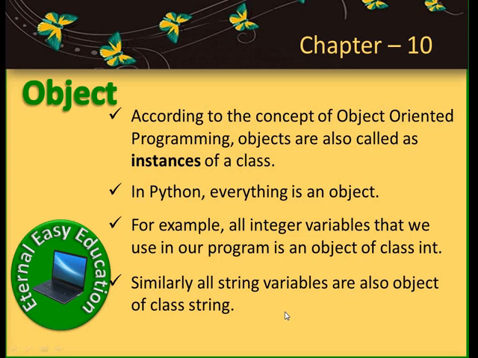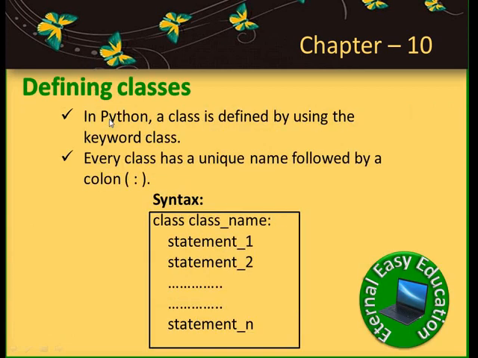First we learn what a class and object are, then how to create a user-defined class and object, then you will have an idea about the built-in classes. In Python, a class is defined by using the keyword class. Every class has a unique name followed by a colon. So here is the syntax: the class keyword followed by a class name, which is given by the user, followed by a colon. Below that we have to write the statements, here the variables and methods required by the class.